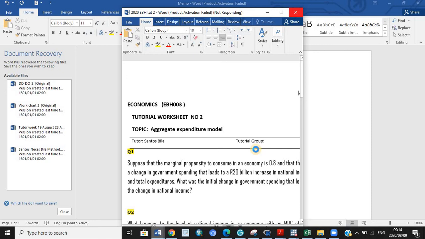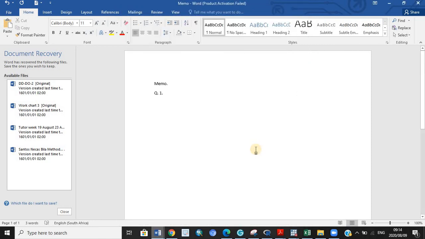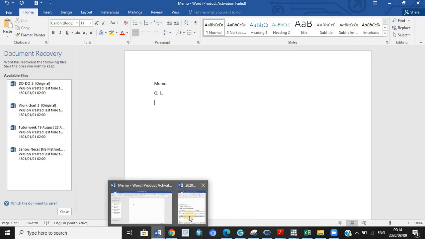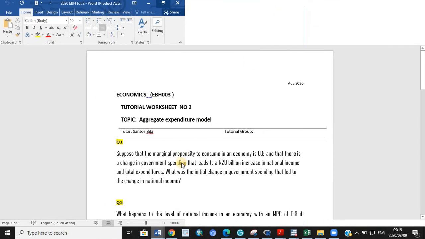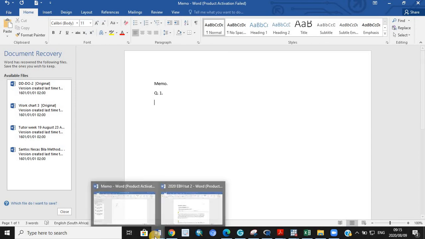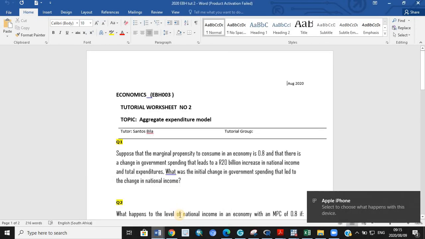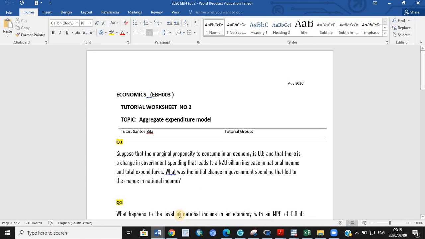Okay, question 1 just appeared. It says, suppose that the marginal propensity to consume in an economy is 0.8, and that there is a change in government spending that leads to a 20 billion increase in national income and total expenditure. What was the initial change in government spending that led to the change in income? Very good.